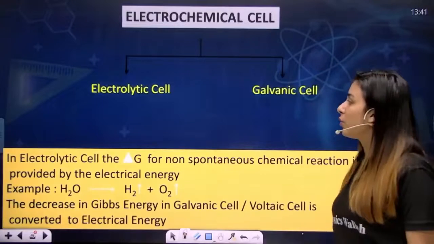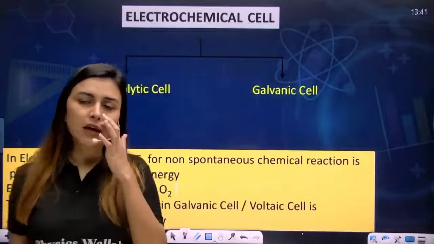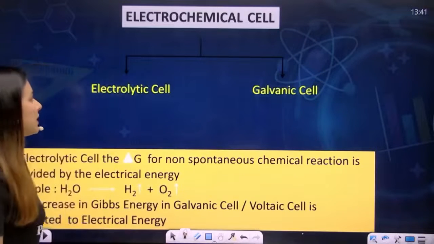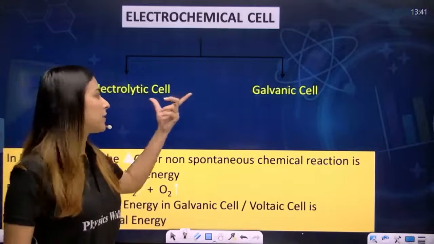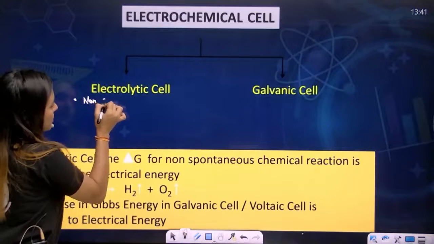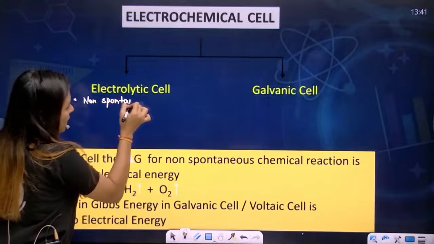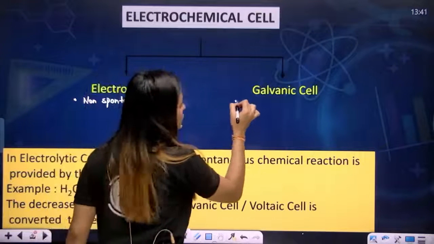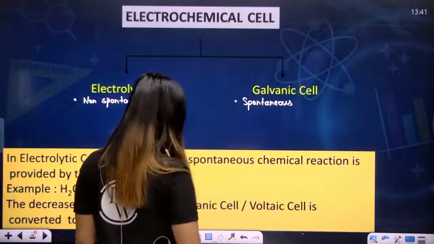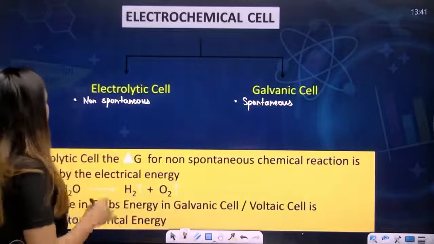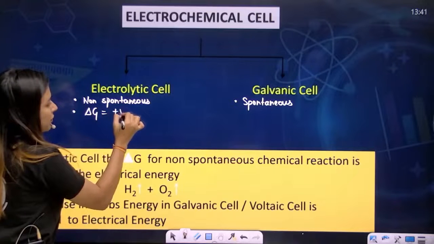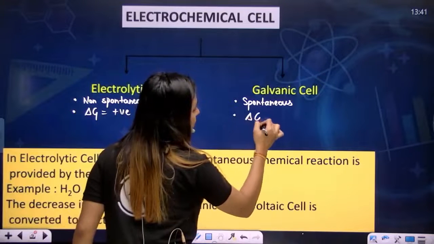Now we are going to talk about electrochemical cell. Whatever we have studied, now we'll be just writing here and revising all the concepts which we have till now studied. Electrochemical cell can be divided into an electrolytic cell and a galvanic cell. In an electrolytic cell, non-spontaneous reactions take place, and in a galvanic cell, spontaneous reactions take place, right? Non-spontaneous means your delta G will be positive, while here your delta G will be negative.